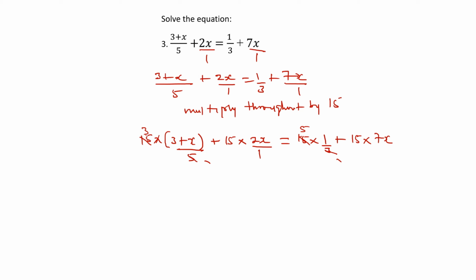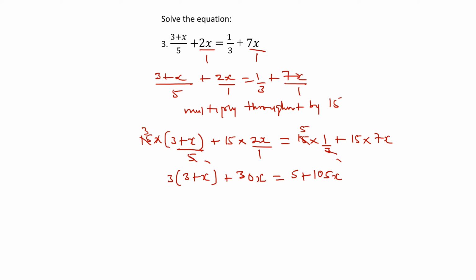So we can write this as 3 in bracket 3 plus x. Remember, we have 3 left here after we divide 5 by 15. So this is 15 multiplied by 2, which is 30x. 15 multiplied by 2 is 30. Write our equal to sign. 5 multiplied by 1 is 5 plus 15 multiplied by 7 is 105x.